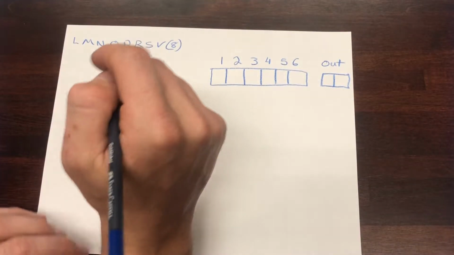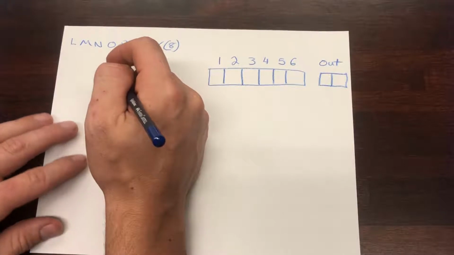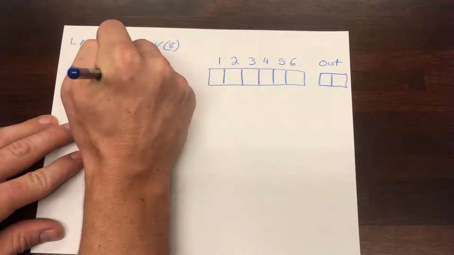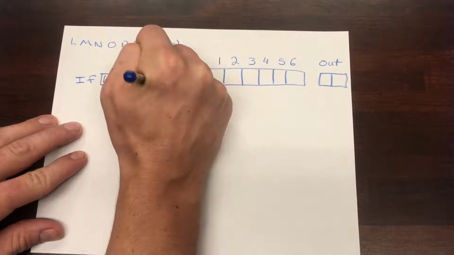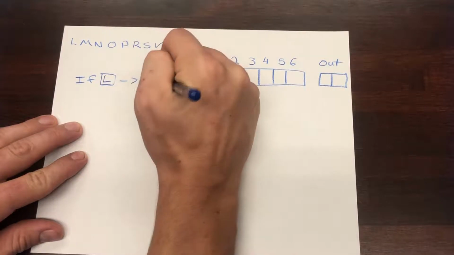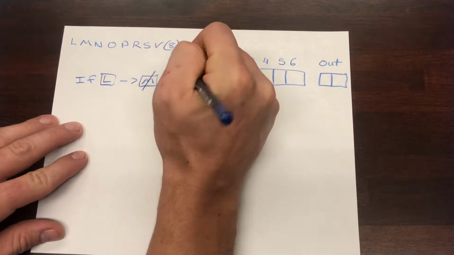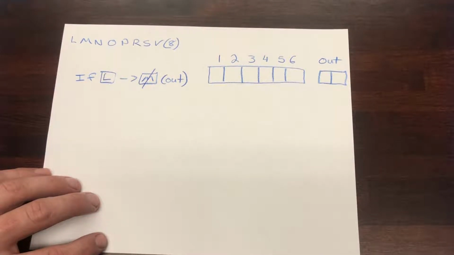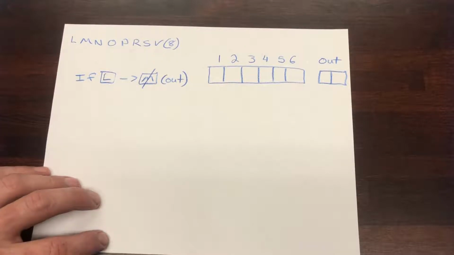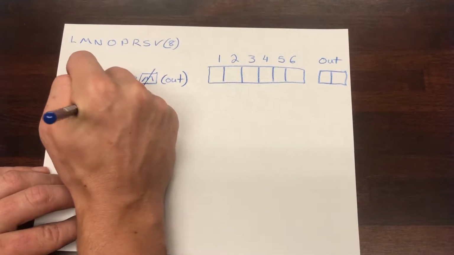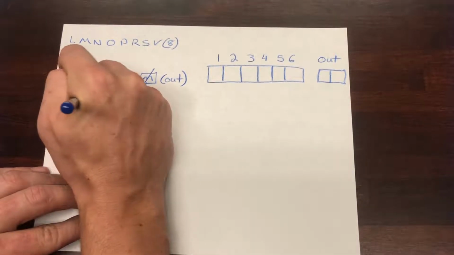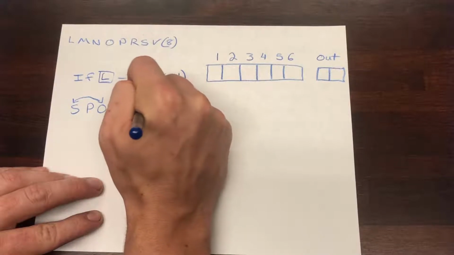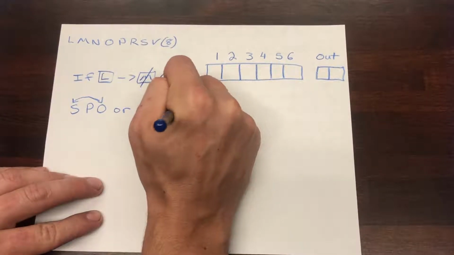So what we have is if L's bowl is displayed, M cannot be displayed. So we're going to go if L, then not M, and we're going to make a note that this is out. P's bowl can be displayed only if it is next to O's bowl and next to S's bowl. So what we have here is P with S and O like that, or P is out.